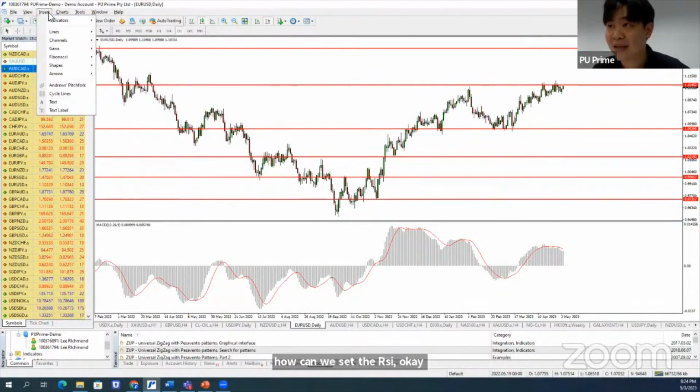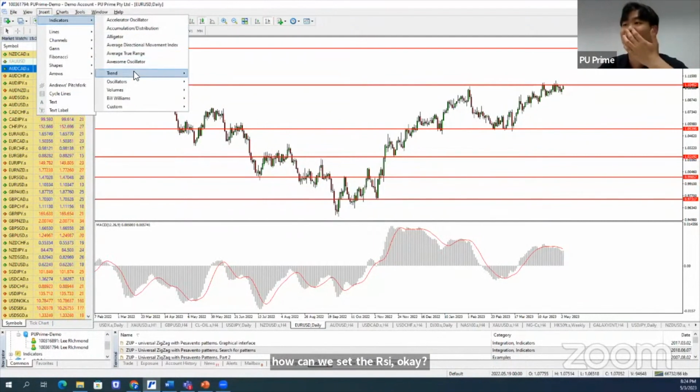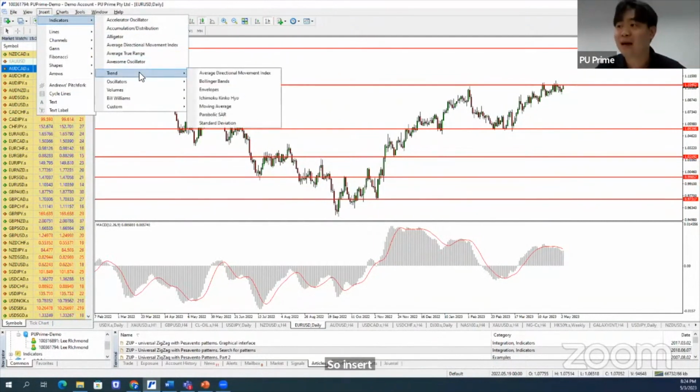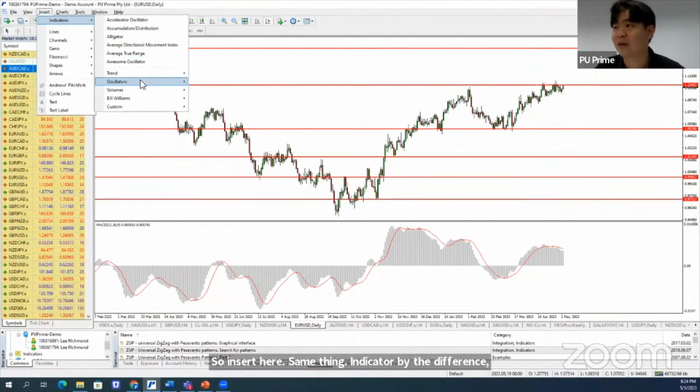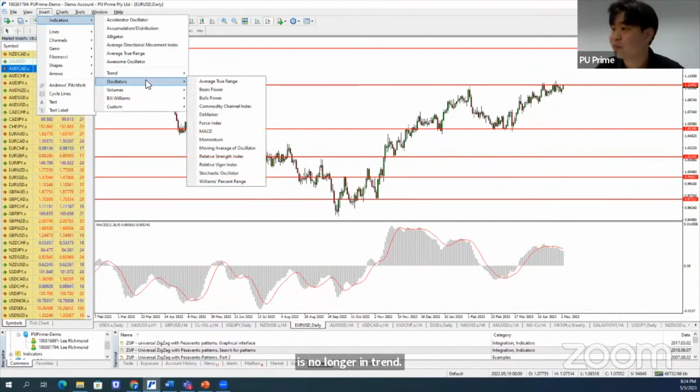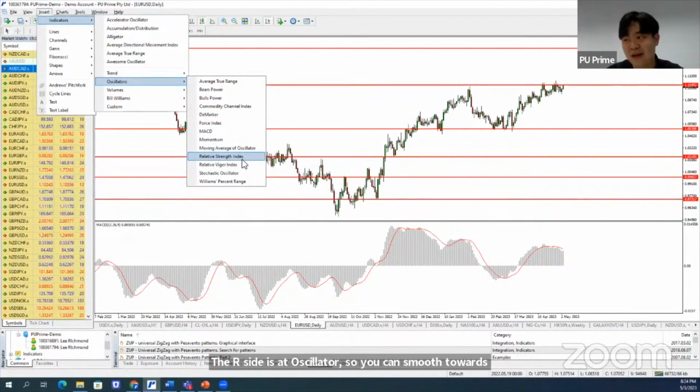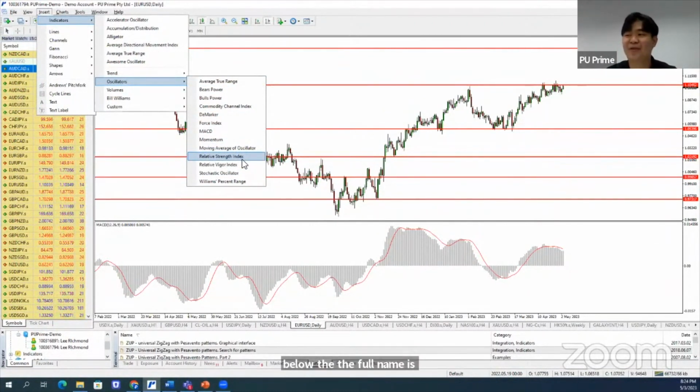Okay, so insert here, same thing, indicator, but the difference is it's no longer in trend. The RSI is an oscillator. So you can move towards below. The RSI, the full name is Relative Strength Index. You need to know it. If not, it is very difficult to search, like you can't find the RSI. So remember, Relative Strength Index is what we call the RSI.